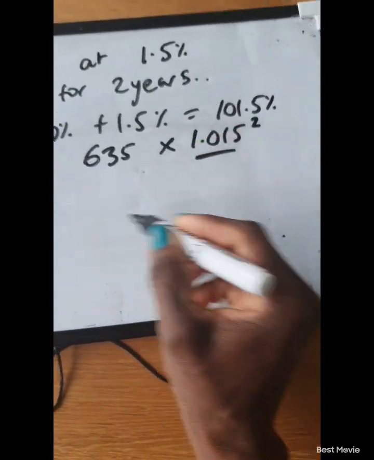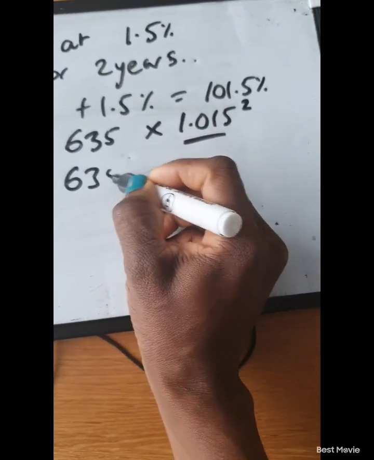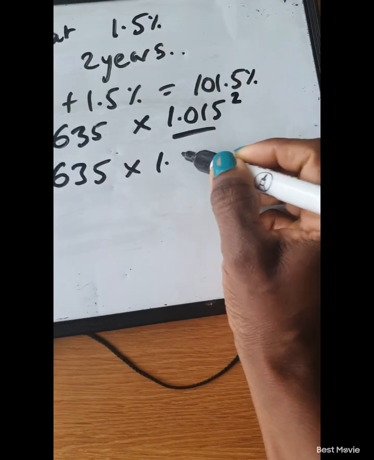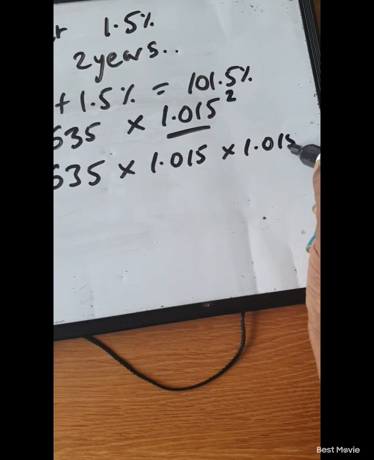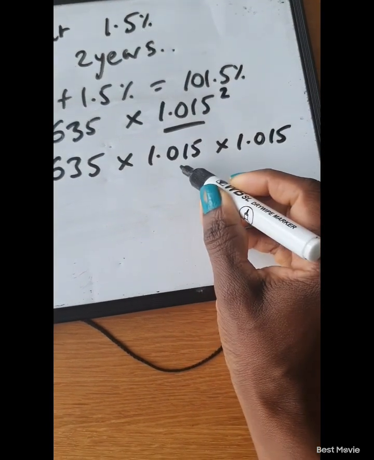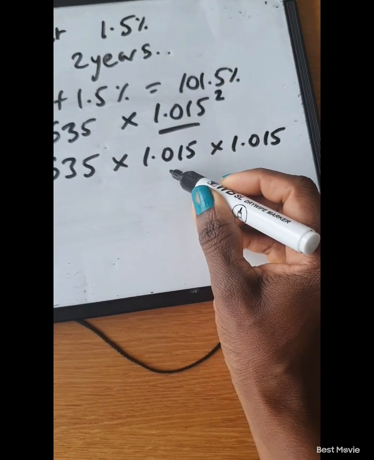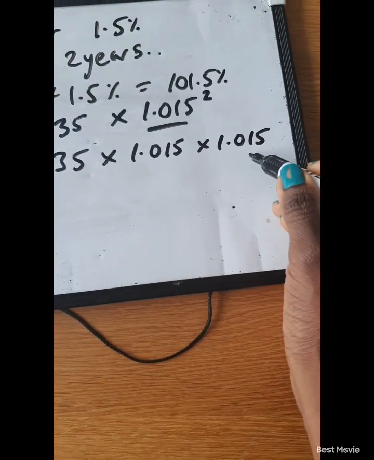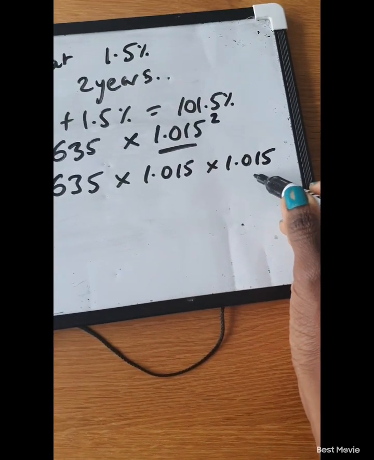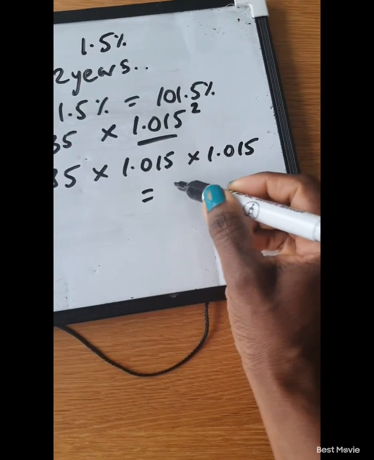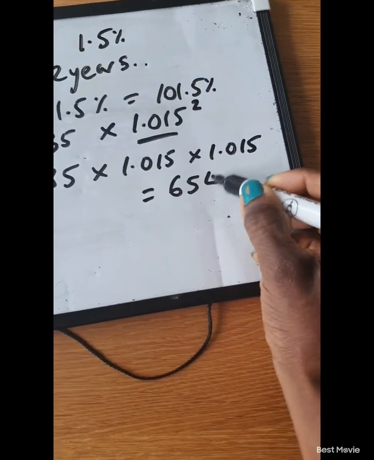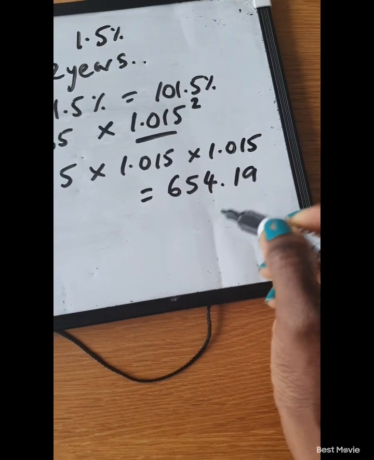So again, this is exactly the same as doing 635 multiplied by 1.015 times itself again. So this is showing the 2 years. After the first year, your balance, you're going to multiply it again by 1.015 to get the new balance after the second year. So these two would give you the value of £654.19.